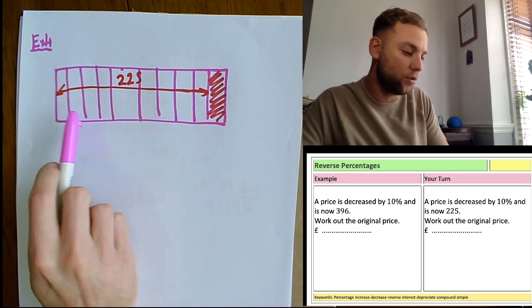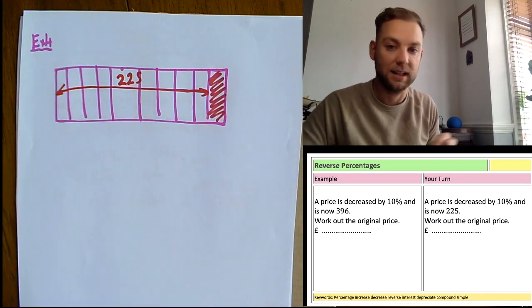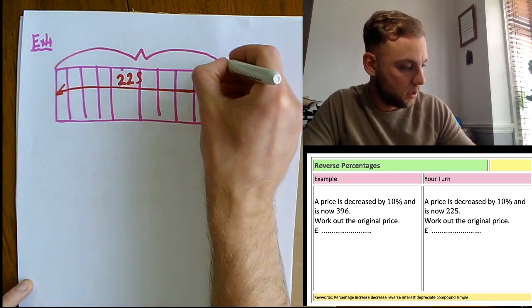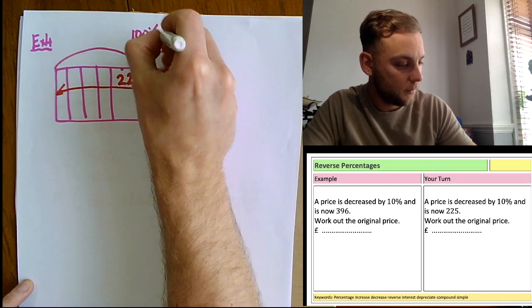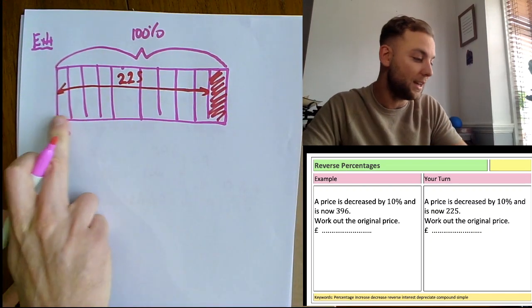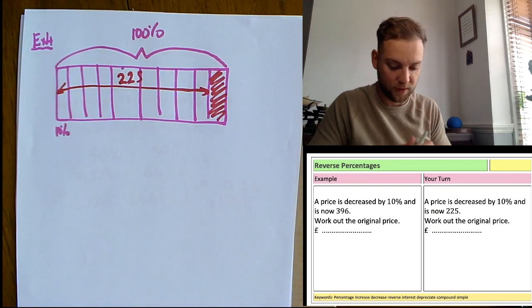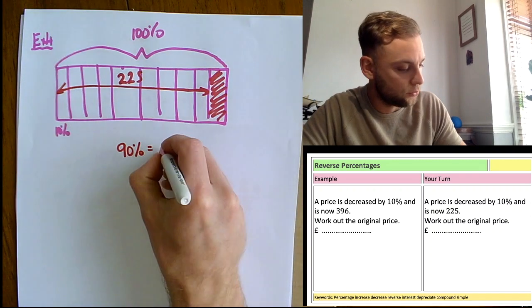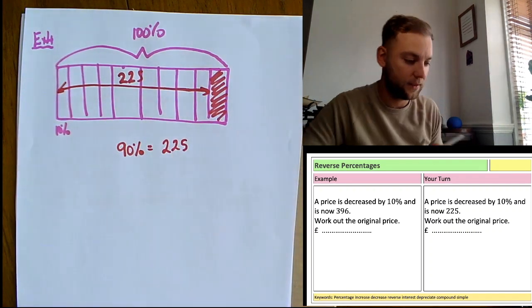Now, how many 10% have I got there? Well, I've only got 1, 2, 3, 4, 5, 6, 7, 8, 9. So my starting point, remember the full part is 100%. Each of these is worth 10% each. Okay, so we've got 90% is worth 225, so let's start with that. So 90% is equal to 225.